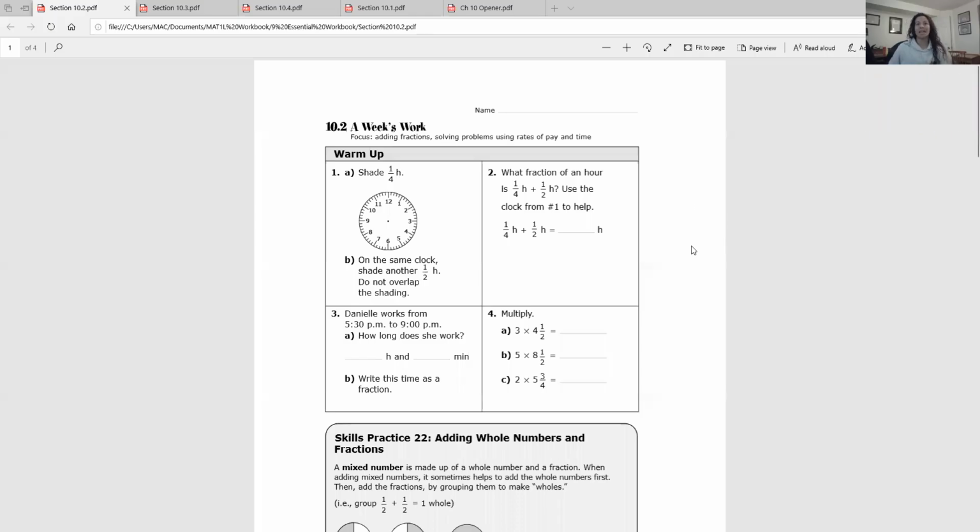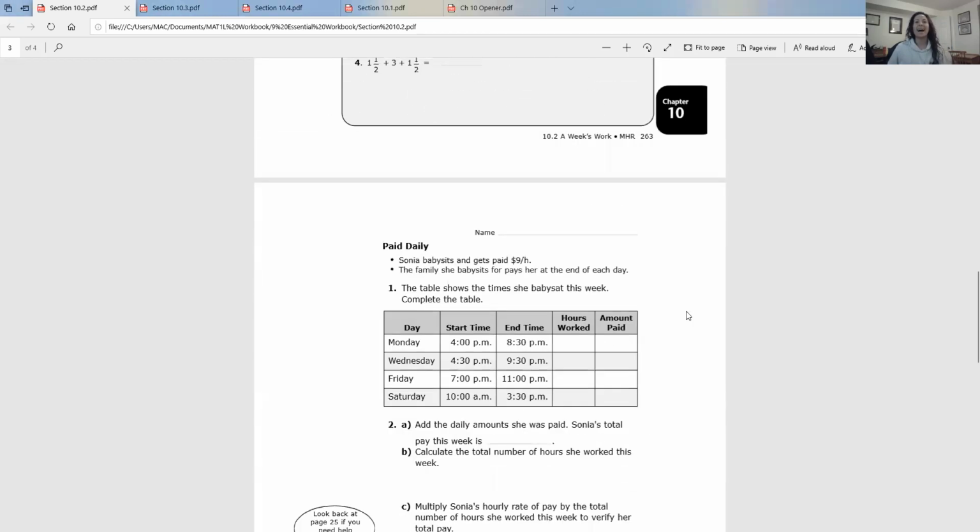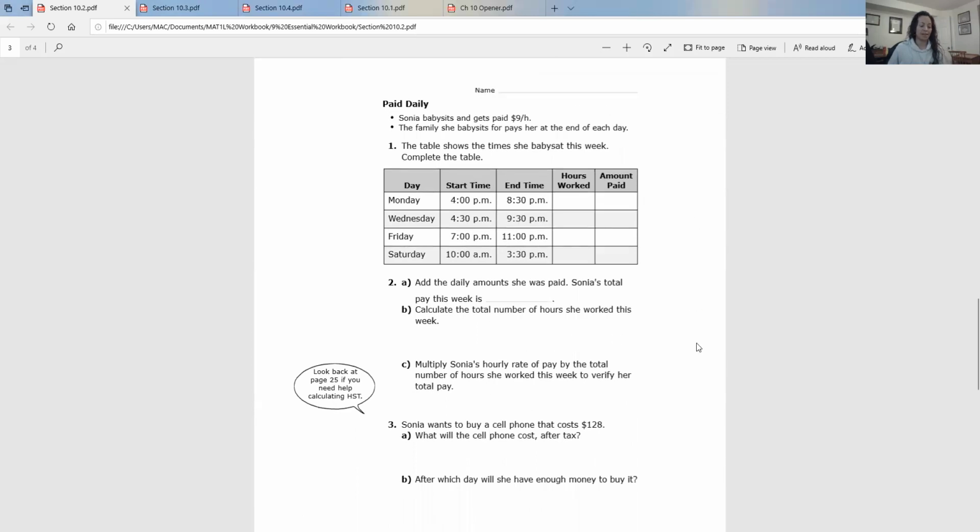Today we're going to be looking at a week's work. So we're going to be adding up all the hours that you would make during a week. Don't worry so much about the warm-up or the skills practice. We will work on those as we go through. So we can start directly on page 264.